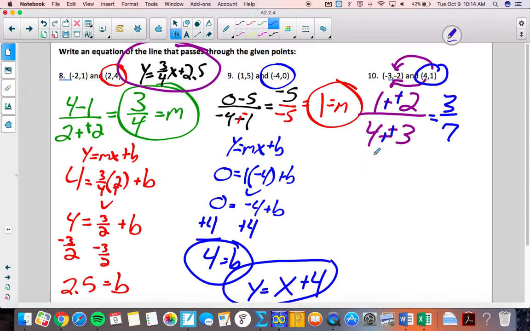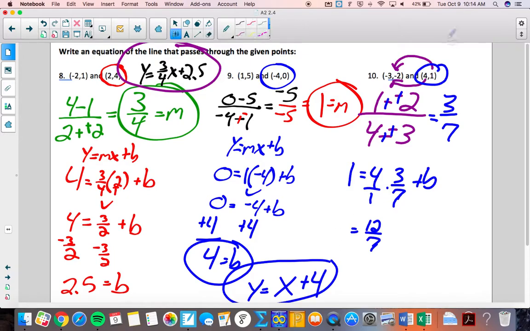So I'm going to use this coordinate pair. Why? Because there's more positive values, and I just do better working with positive numbers. So 1 equals 4 times 3/7. I'm going to write the 4 as a fraction right now, because I see I'm going to have to multiply that together, plus b. So I get 1 equals 12 over 7. And you know what? I'm going to write this 1 as 7 over 7, because in a little bit I'm going to have to subtract off 12/7.